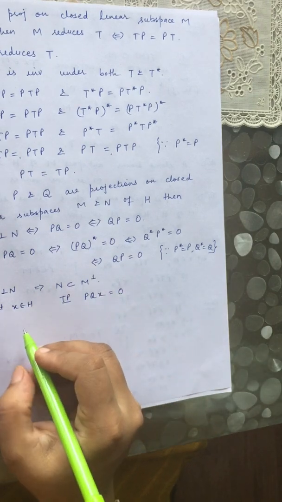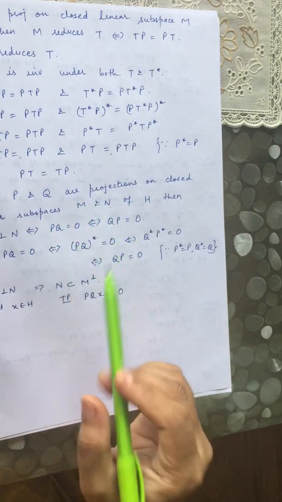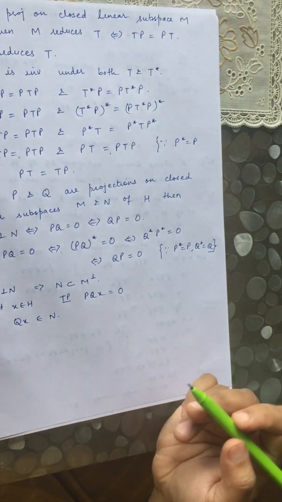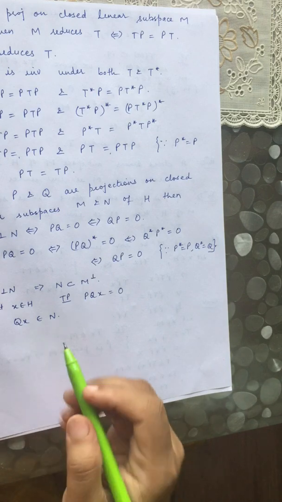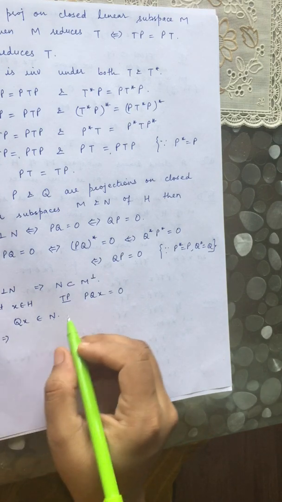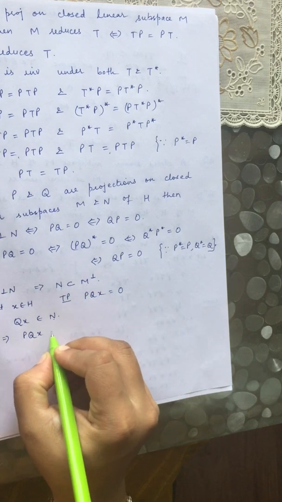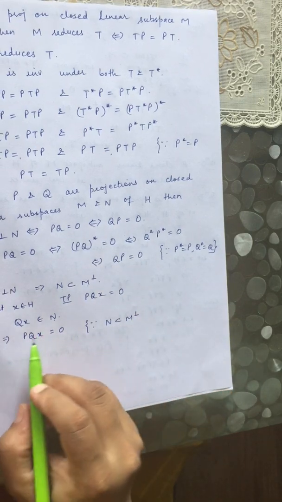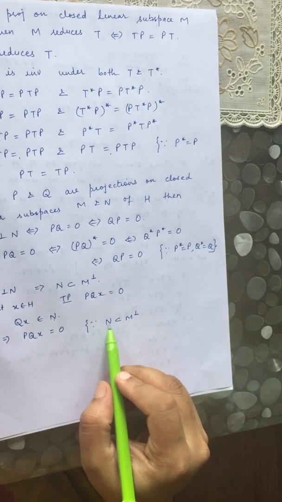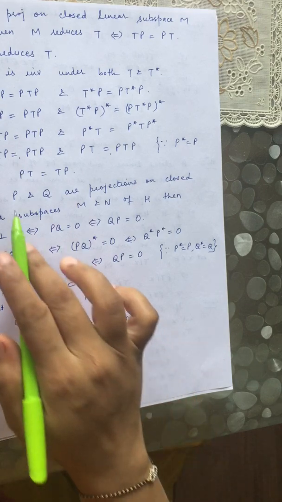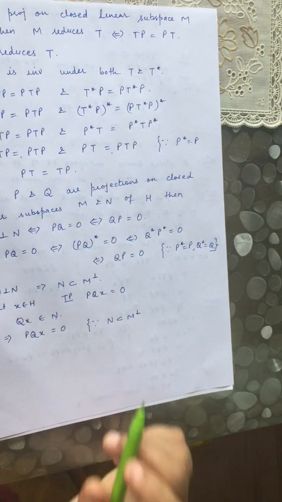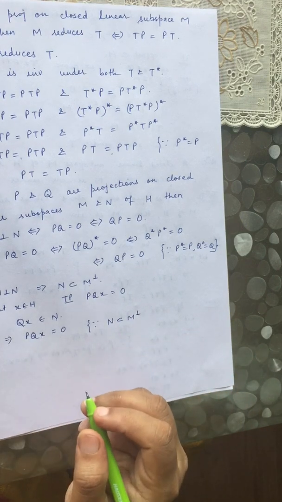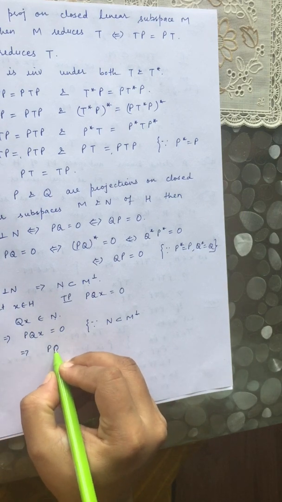Now for any x in H, since Q is a projection on the linear space N, Q of x belongs to N, because Q is a projection on N means the range space of Q is N. So every vector Qx belongs to N. Now since Qx belongs to N and N is contained in M perp, P of Qx is 0. So this vector Qx belongs to M perp, and we know P is a projection on linear space M, that means the null space of P is M perp. So if some vector belongs to M perp, then P of that vector is 0. So P of Qx is 0, it means PQ is 0.